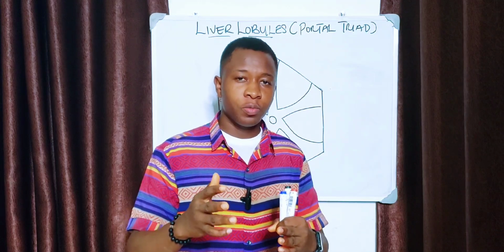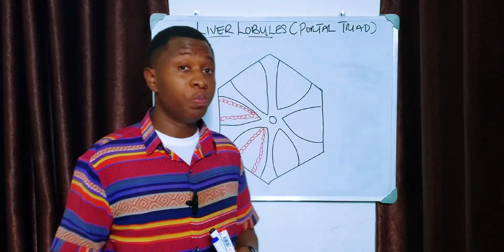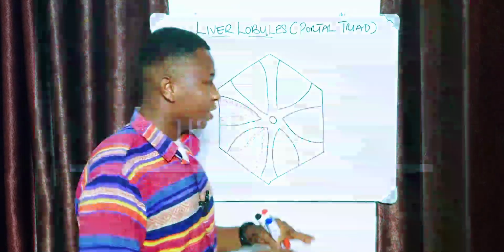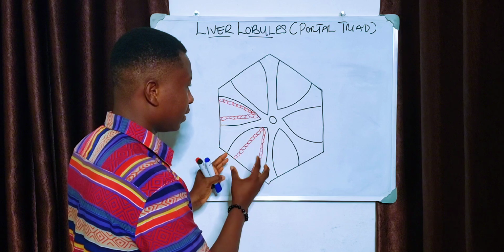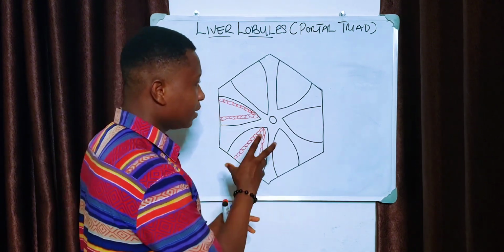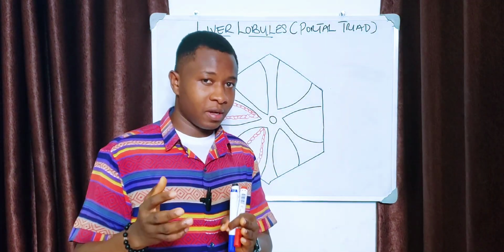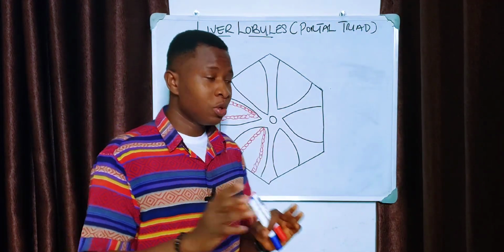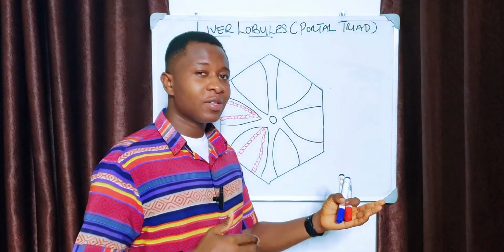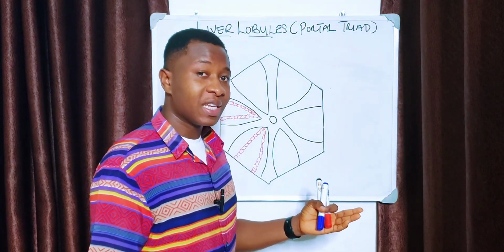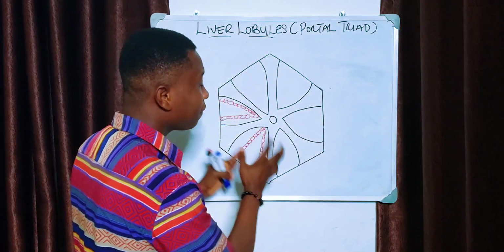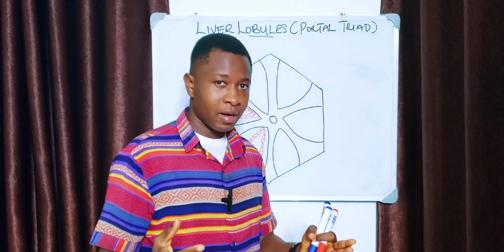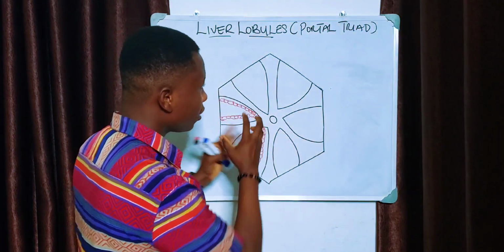Hey guys, so in this video we're going to be looking at the liver lobules. Now, this is the lobule of the liver. This is the basic functioning unit of the liver. That means this particular structure can function on its own. So this is likened to the nephron of the kidney. All right, and there are about 50,000 to 100,000 of them embedded in the liver. So they perform a lot of functions.